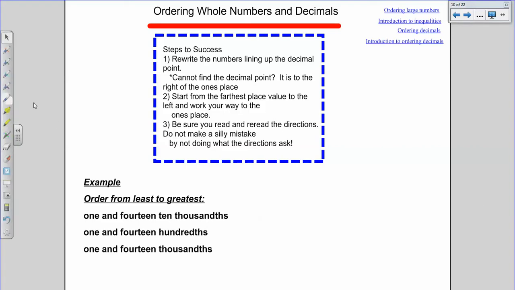Hi gang. Today we're going to be looking at ordering whole numbers and decimals. So here are our little 3 steps that we can follow so we can be successful.